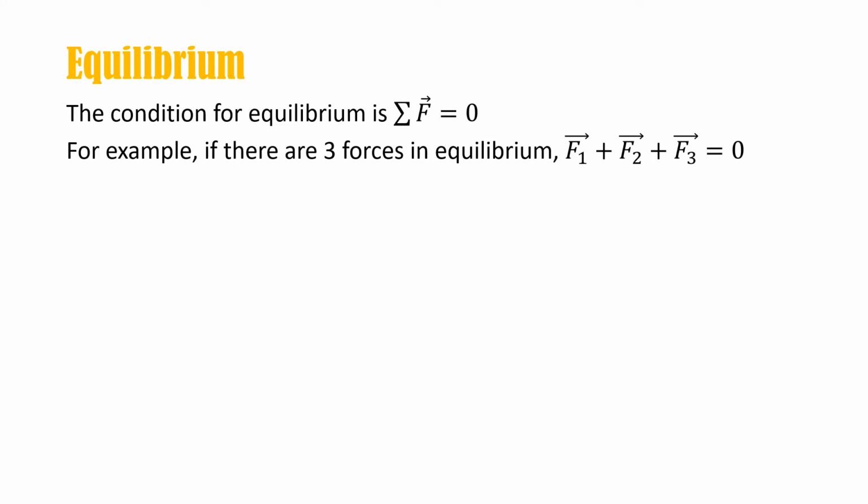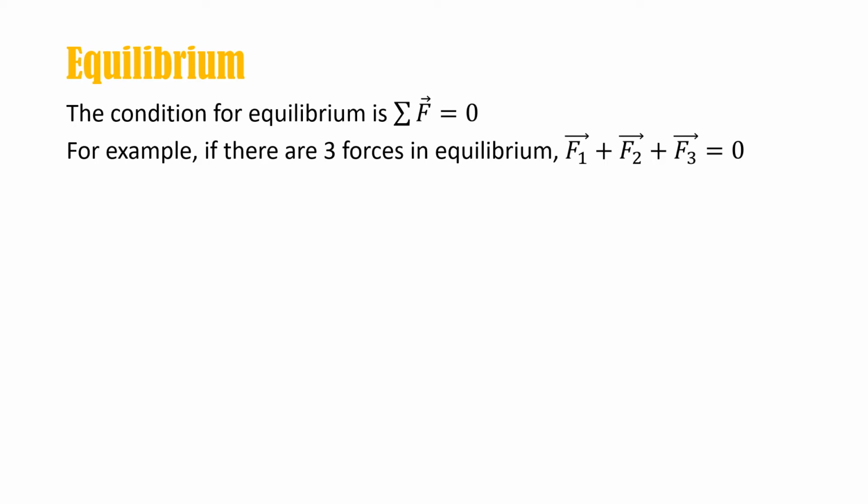All right, so equilibrium. For equilibrium to occur, this is where we want to sum up all of our forces together, and they should all cancel each other out so that we get the sum of all of our forces to be 0. So let's say, for example, we've got 3 forces, F1, F2, and F3. If we add them together and it equals 0, then we're in equilibrium.